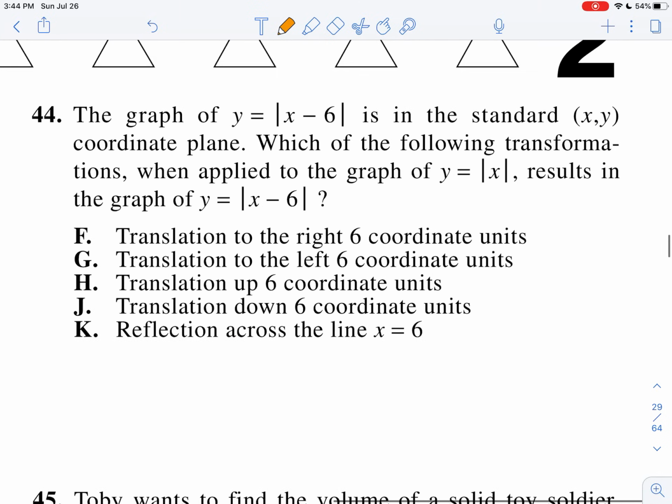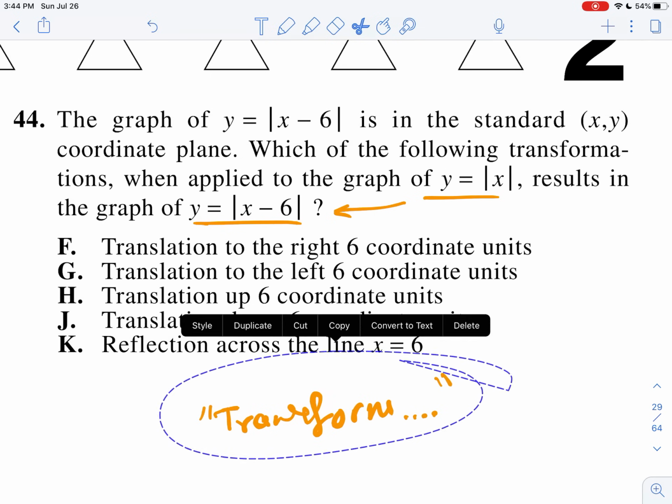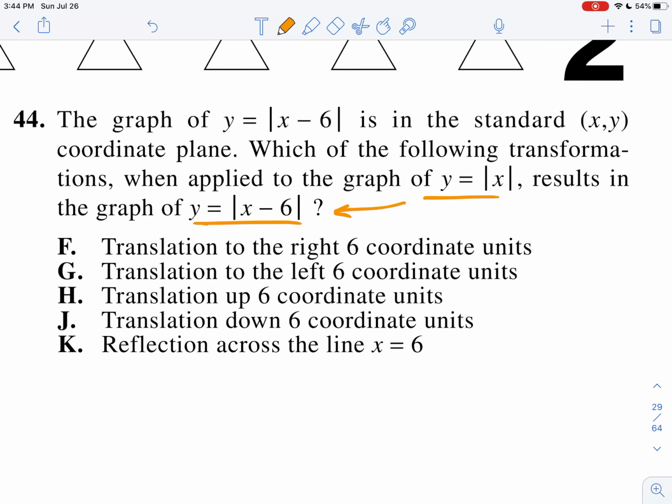The graph is in the coordinate plane, which of the following transformations when applied results in this. So we're basically going from this to this. How do we do that? Review transformations in the online problems. There's also a skill study guide page article about this as well. You'll find that, or video, whatever it is. So check that out to review this.